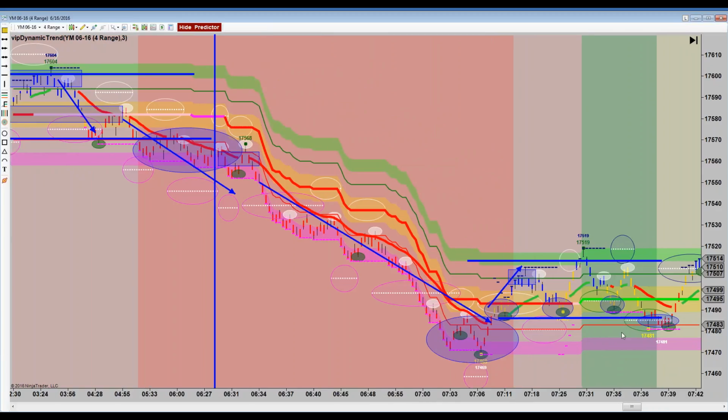Everybody see what I'm talking about over here? See how this is not getting back to the lows? You're not checking the lows and then breaking? Now let's watch what happens next.